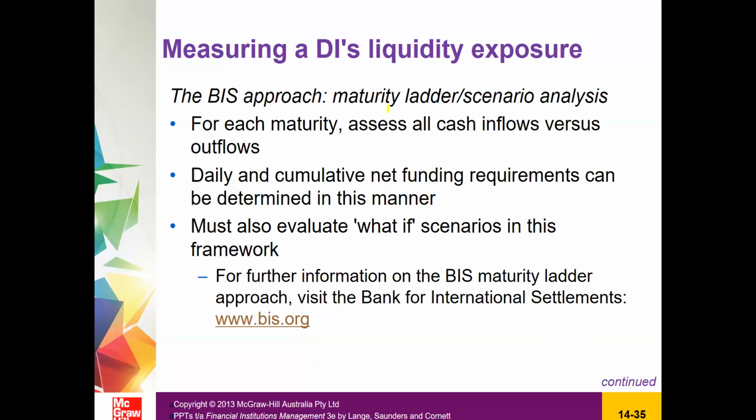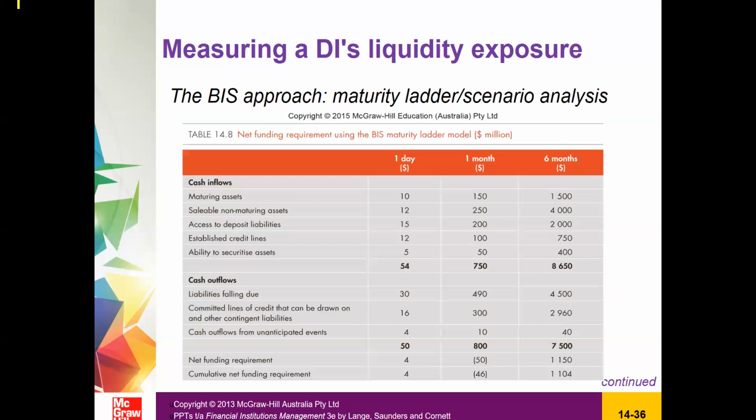Daily and cumulative net funding requirements can then be determined from the maturity ladder, which provides important information about the liquidity position of a firm, of a financial institution. For example, this is a net funding requirement using a maturity ladder, showing 1 day, 1 month, and 6 months cash inflows and cash outflows.